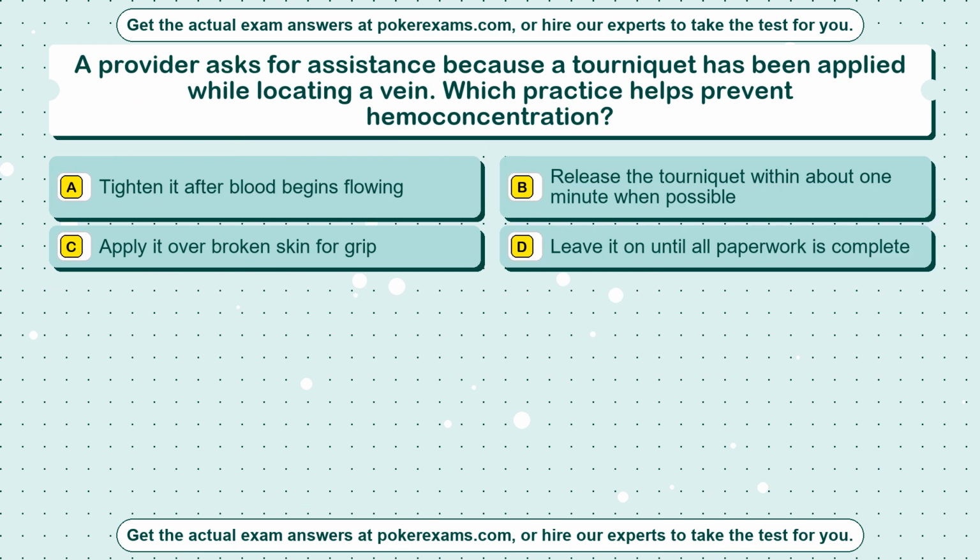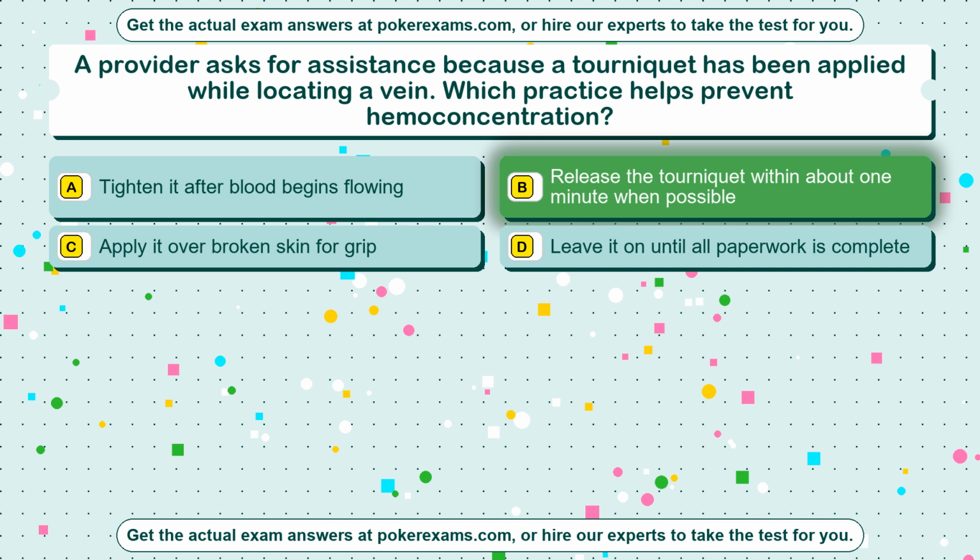Question 22. A provider asks for assistance because a tourniquet has been applied while locating a vein. Which practice helps prevent hemoconcentration? Option A. Tighten it after blood begins flowing. Option B. Release the tourniquet within about 1 minute when possible. Option C. Apply it over broken skin for grip. Option D. Leave it on until all paperwork is complete.